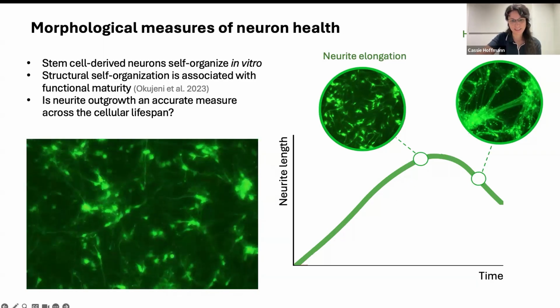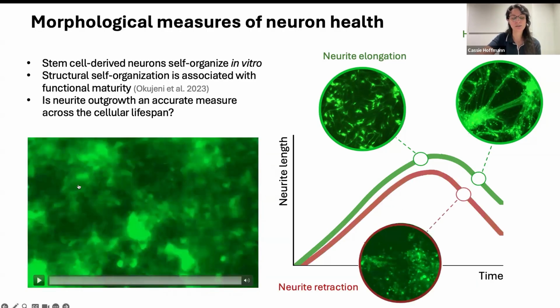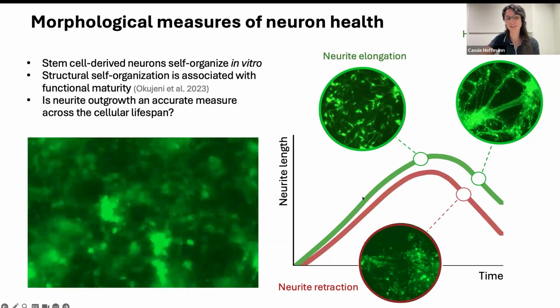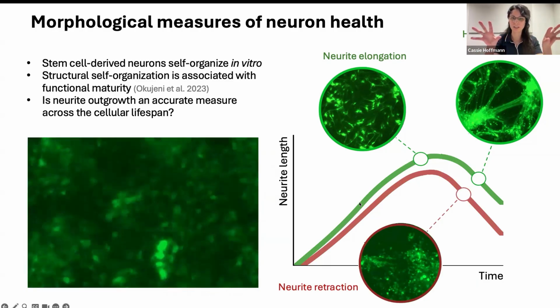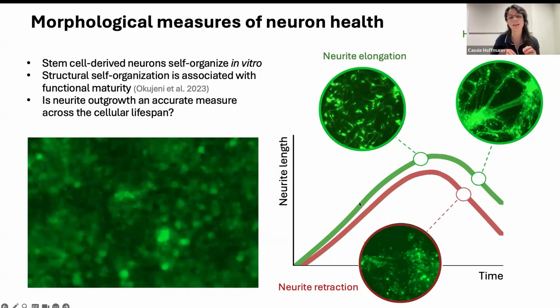And the issue is that this is actually what happens in dying cultures as well. When you've got neurites that are retracting back into the somata, you can obviously also get a decrease in neurite length. So if we're getting similar trajectories for cells that have essentially completely opposite profiles of health, that's obviously an issue. And it led me to want to quantify instead the self-organization of these cells.